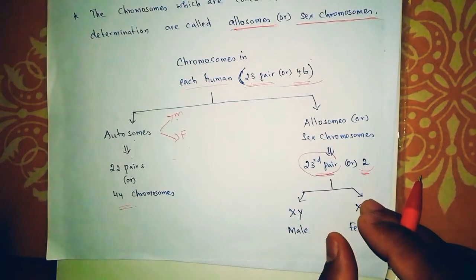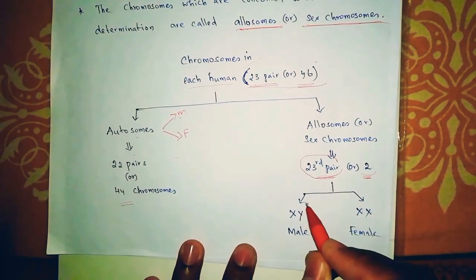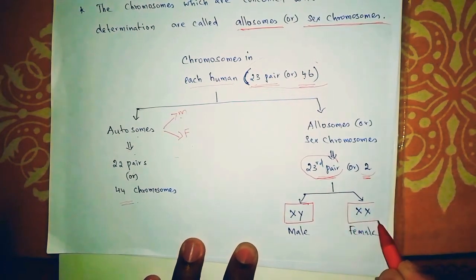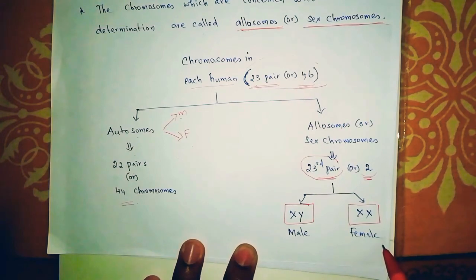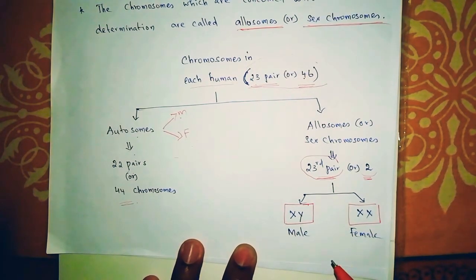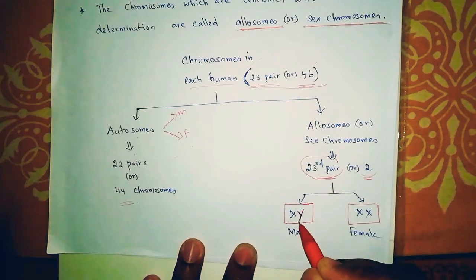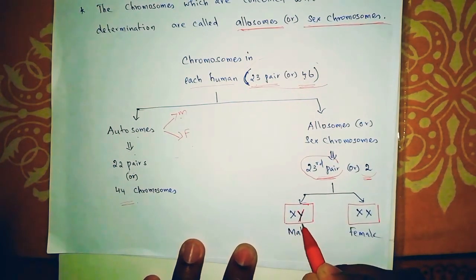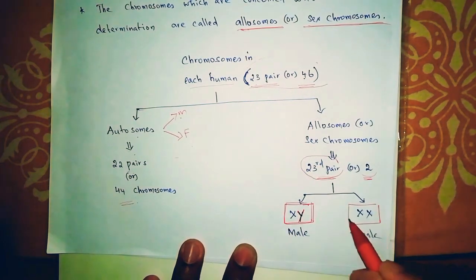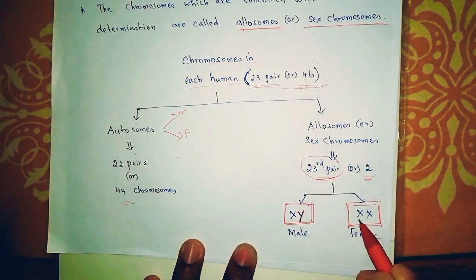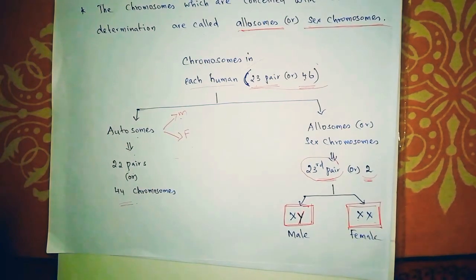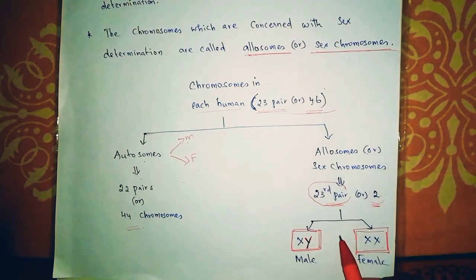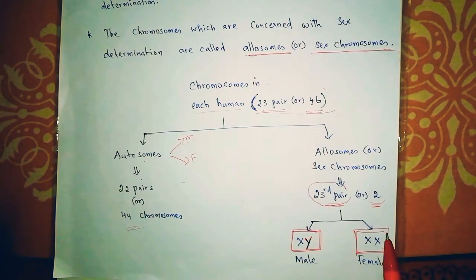What are they? Male has XY chromosomes and female has XX chromosomes. So if you are a male, you have X as well as Y chromosomes, and a female has only XX chromosomes, right? This is the main thing that determines the sex of an individual.